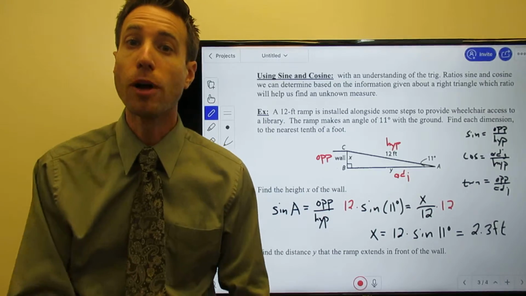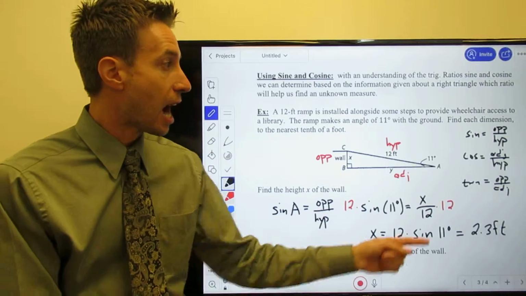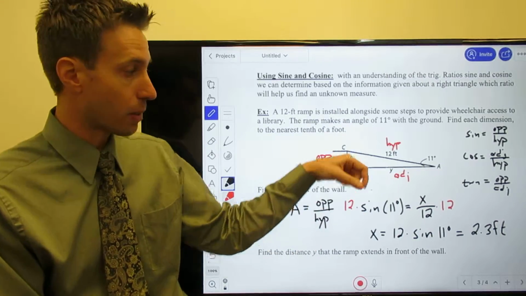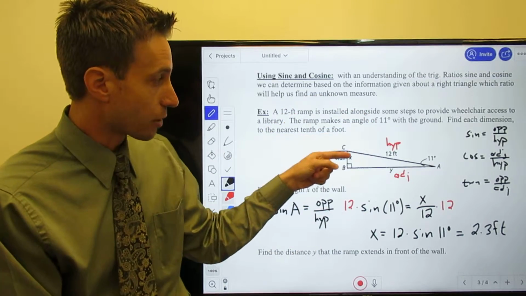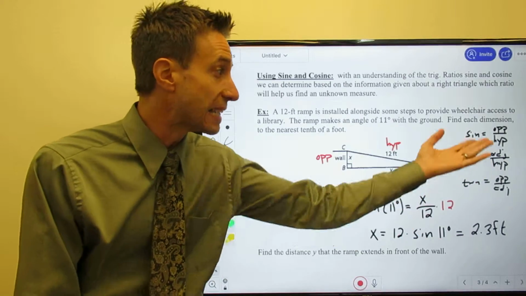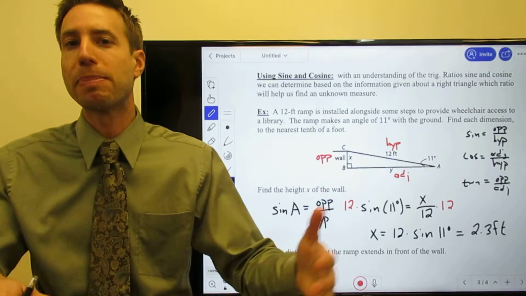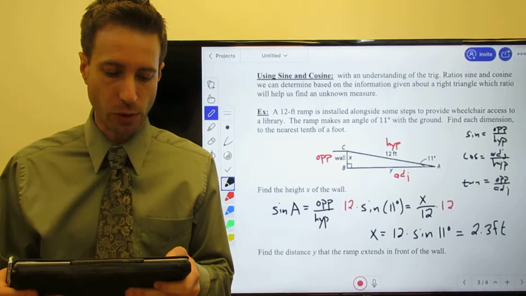What is the height of the wall? 2.3 feet. Now, again, I needed to use a trig function in order to determine the ratio. What is the ratio of the height of the wall versus the hypotenuse? And I needed to use sine, and that's why I just wrote these out. Based on the information given, pick the trig function that'll solve the problem for you.